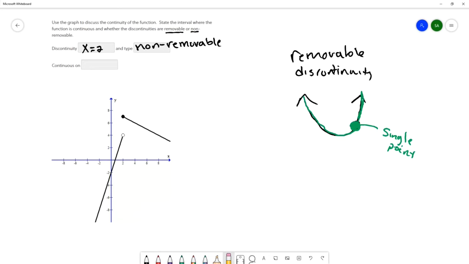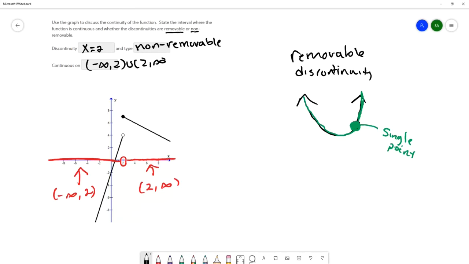So we only have a discontinuity at this one x value. The function is continuous for all other x values. So we're going to be able to say that the function is continuous on the left. That goes from negative infinity all the way up to 2. And it's continuous on the right, which starts at 2 and goes to infinity. So this function is continuous from negative infinity to 2, union with 2 to infinity.